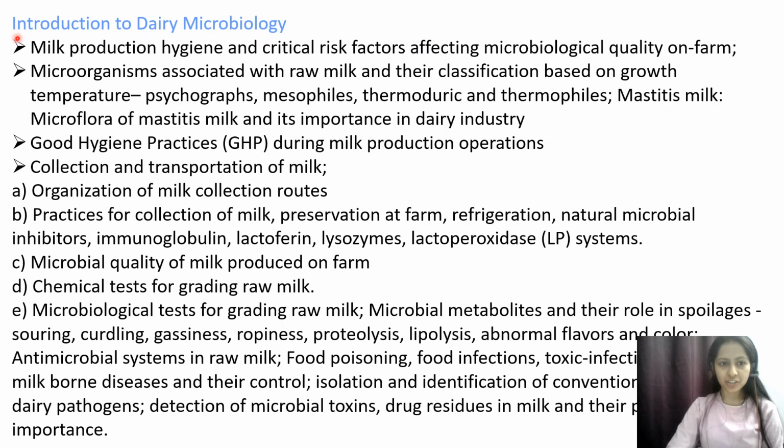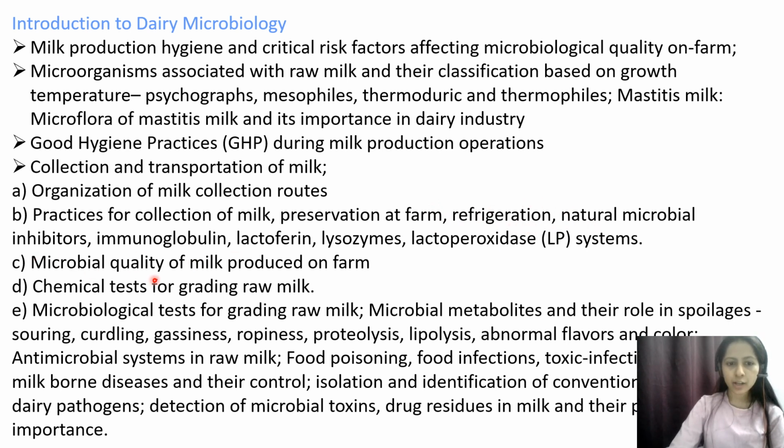Under this section, that is Introduction to Dairy Microbiology, you have to go through milk production hygiene, the critical risk factors associated with it, and the microorganisms associated with raw milk, its classification based on growth factors, then the good hygiene practices followed during production and operation, collection and transportation of milk, the practices done for the collection of raw milk, the preservation methods at the farm level, and the refrigeration temperature. This part is important, the temperature part.